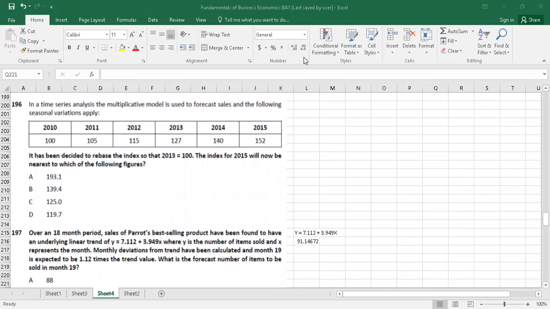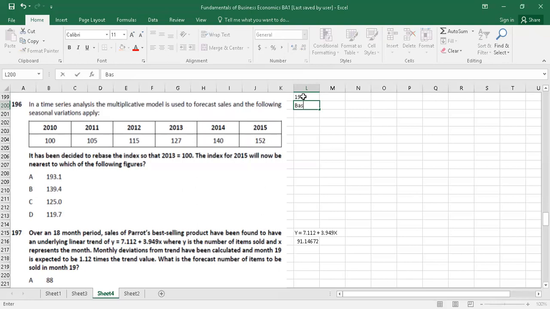The question says that in a time series analysis, the multiplicative model is used to forecast sales and the following seasonal variations apply. We see 2010 onwards till 2015 is given. It has been decided to rebase the index so that 2013 is equal to 100. The index for 2015 will now be nearest to which of the following? Question 196. Until now, the base is 2010. Now the base is moved to 2013.